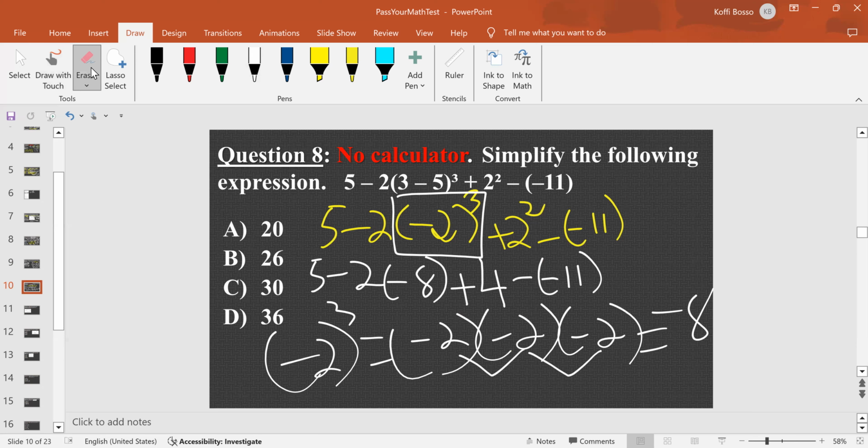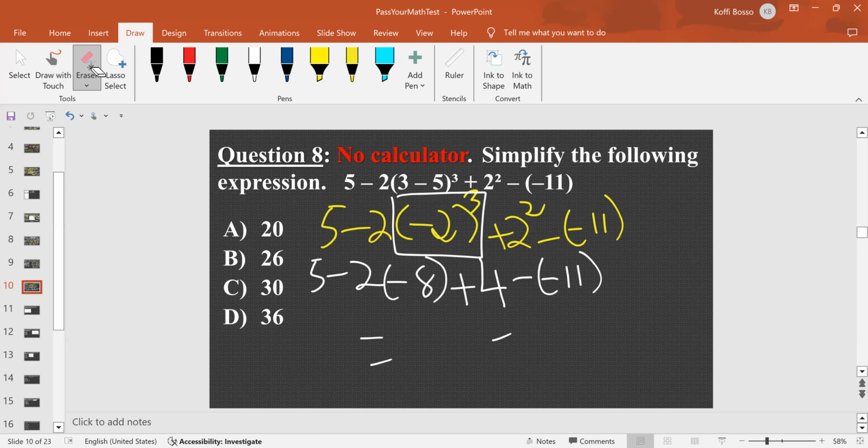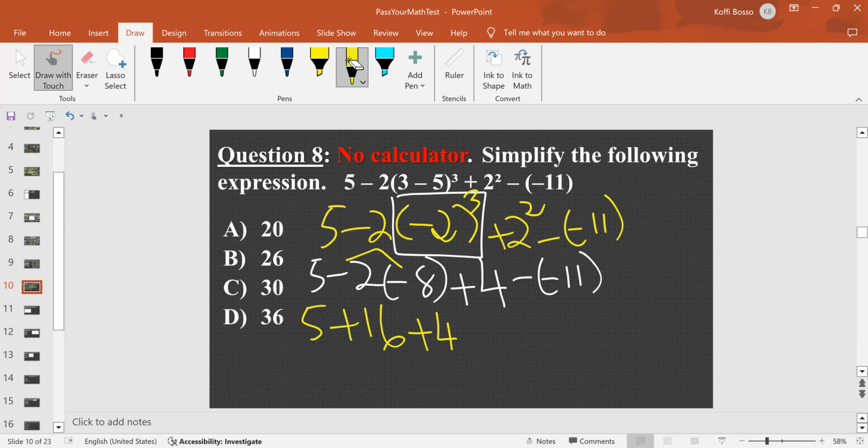We continue. Now, you have to understand that after exponent, we're going to try to do multiplication. There is no division here, so that's good. For multiplication, we're going to have a 5 plus 16. Why plus 16? Because negative 2 multiplied by negative 8 is positive 16, plus 4 plus 11. Why plus 11? Because again, the negative here is multiplied by this negative 11. When you have a negative parenthesis, negative 11, this time you have negative 1 multiplied by negative 11. That returns to positive 11.